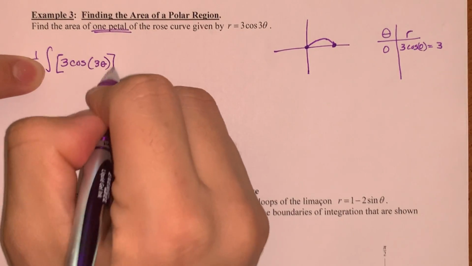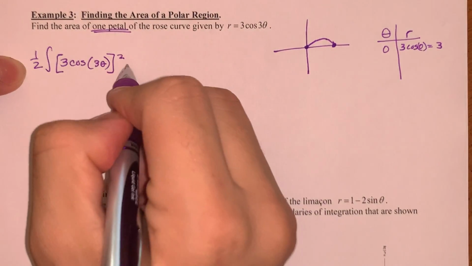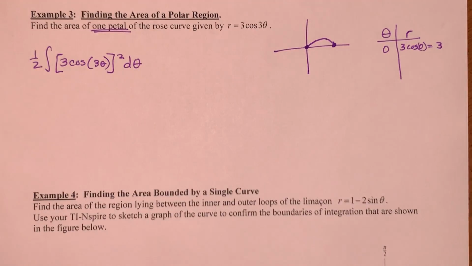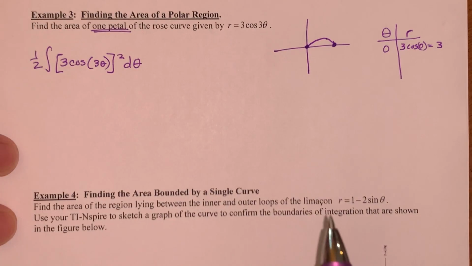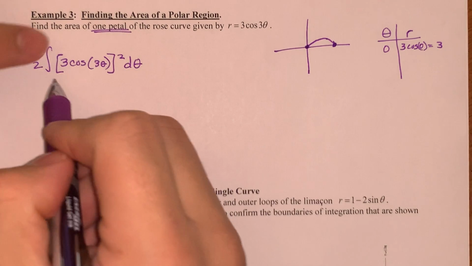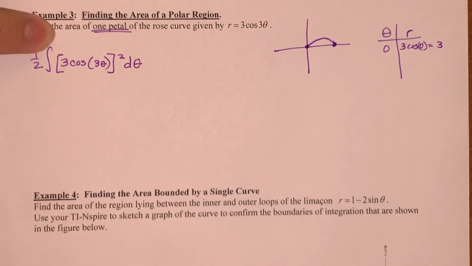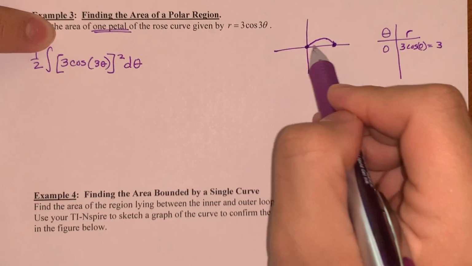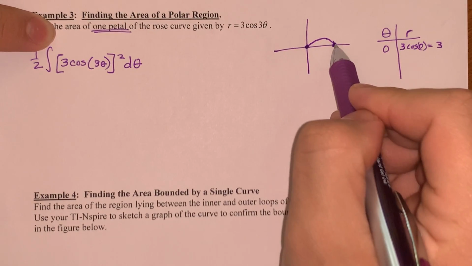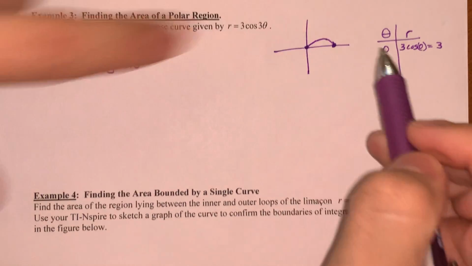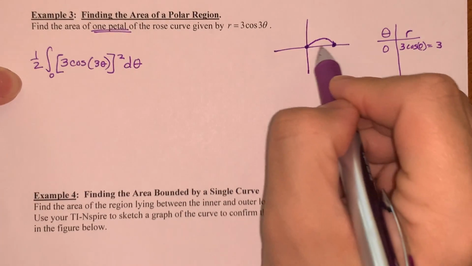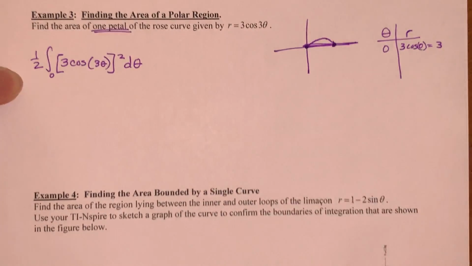And then all of this squared, and then d theta. All right, so we already took care of a big part of the battle, but the bigger part of the battle is actually what the bounds are. So if I create my rose petal, I know that from 0, that's where it started. That's going to be our first angle.